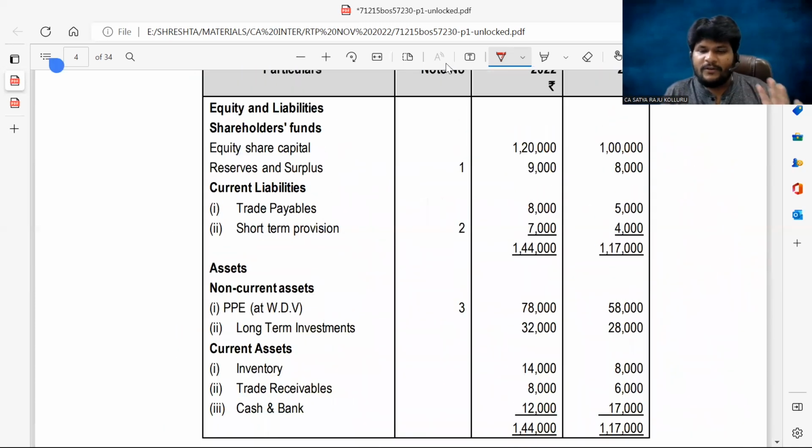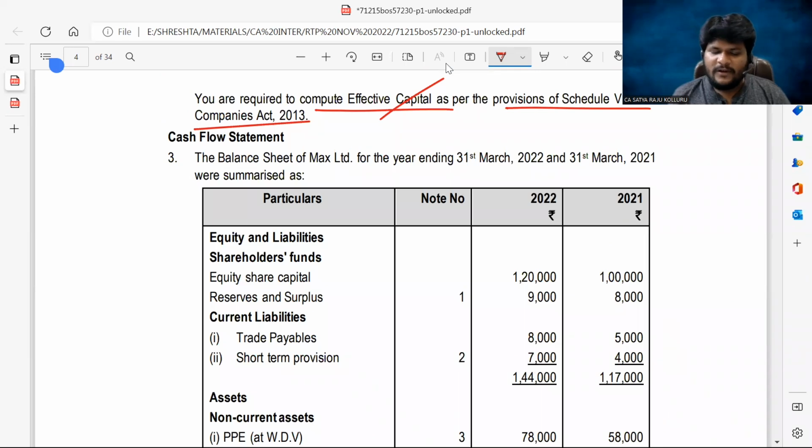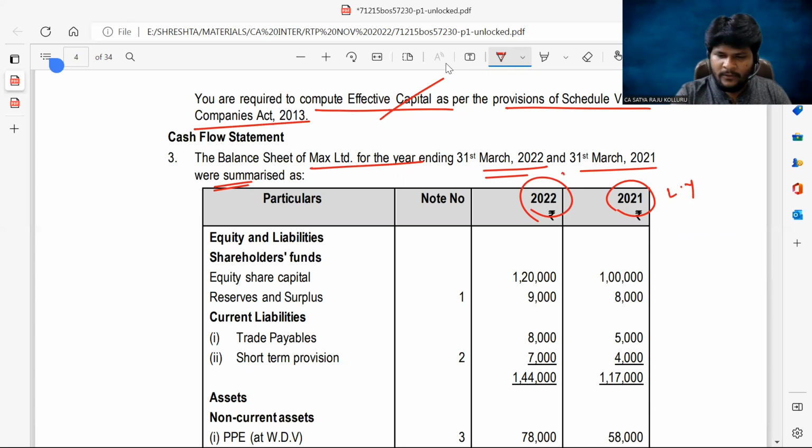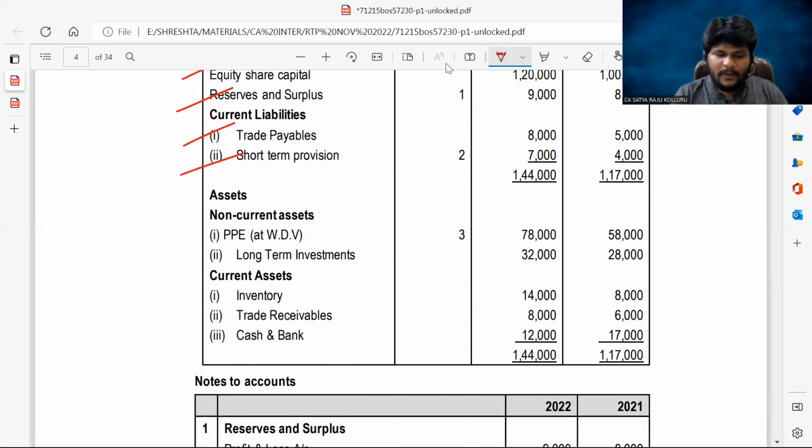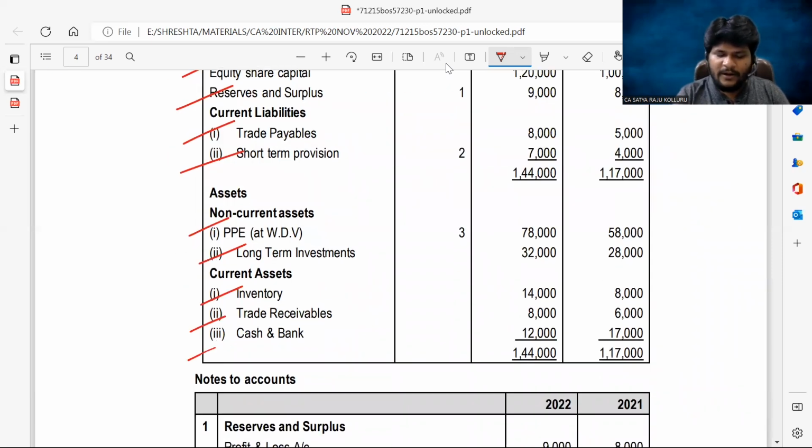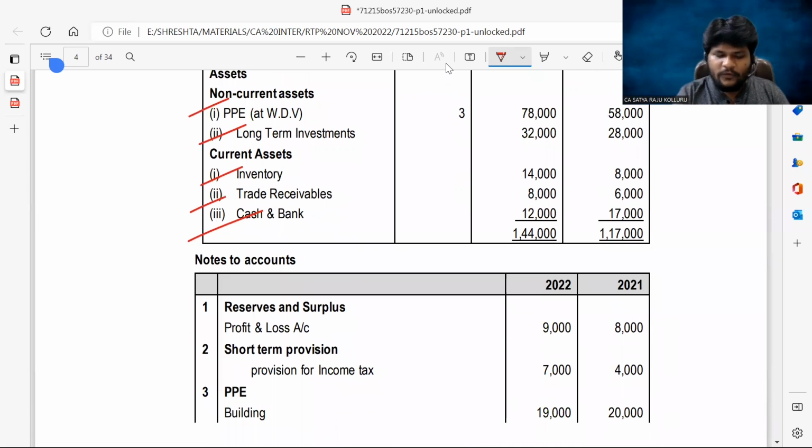with this information, first what do I need to check, sir? First, let us have a quick glance at the problem. The balance sheet of Max Limited for the years ending 31st March 2022 and 31st March 2021 was summarized. Two years of balance sheet information was given, the last year and the current year. As usual, equity, share capital, reserves and surplus, trade payable, short-term provision, PPE, long-term investments, inventory, trade receivable, cash and bank. Under notes to accounts, reserves and surplus, P&L was given.